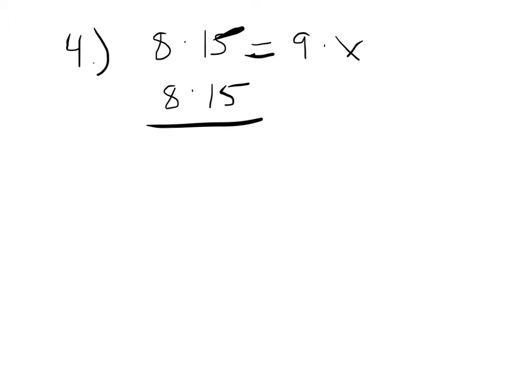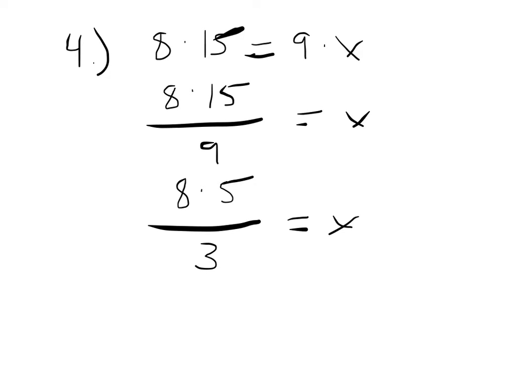Okay, for number 4, means-extremes product theorem. I've got 8 times 15 equals 9 times x. Solving for x, I get 8 times 15 over 9 equals x. Then looking for a common factor, I've got a common factor in top and bottom of 3. So I'm looking at 8 times 5, taking the 3 out, over 3 equals x. I'm looking at x to be 40/3.